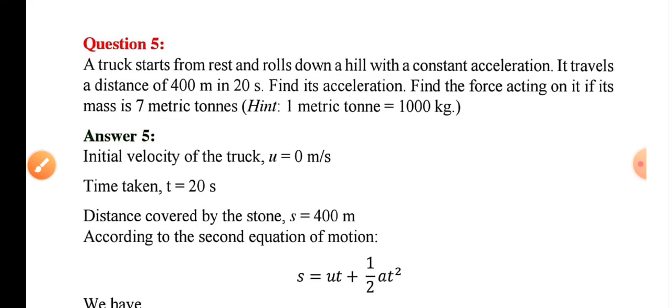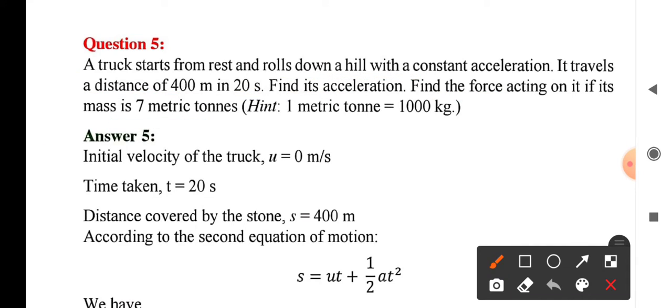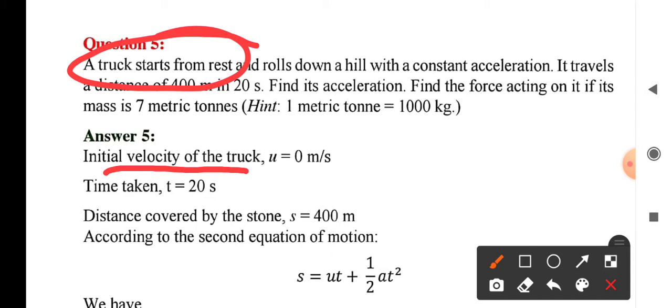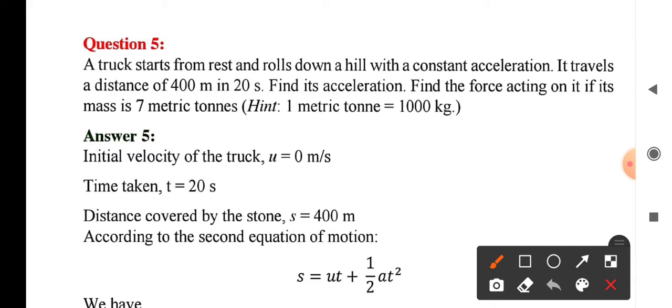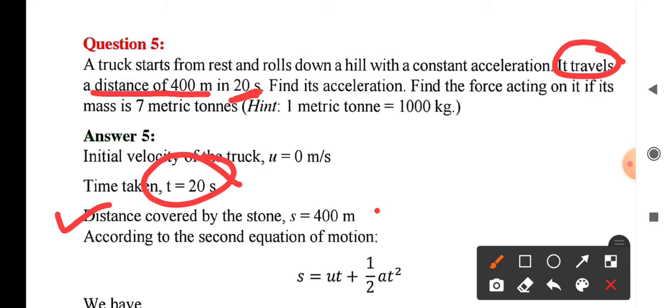Okay. So here see, the truck starts from rest, therefore initial velocity of the truck will be 0 meter per second. Again see, it travels a distance of 400 meter in 20 seconds, therefore time taken 20 seconds and distance covered 400 meter. Okay, this is given in your question.